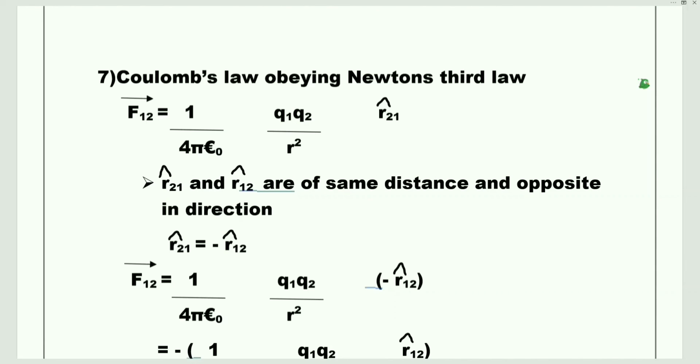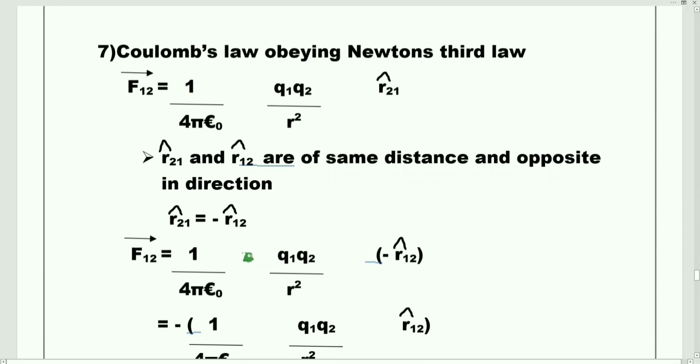Okay, now let us move on to the seventh aspect. The seventh aspect we are going to learn is Coulomb's law obeying Newton's third law. The force on charge Q1 due to Q2 is given by F12 vector is equal to 1 by 4 pi epsilon naught Q1 Q2 by R square into R21 unit. We know that R21 unit is equal to minus R12 unit because they are of the same distance but opposite in direction.